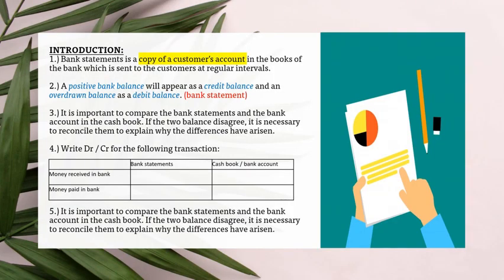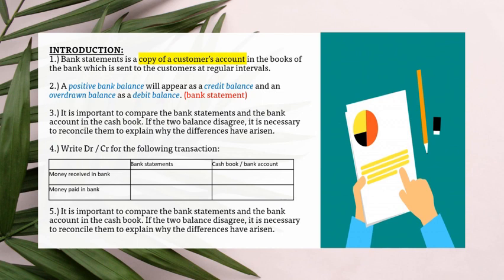Okay, introduction. Bank statement is basically just a copy of the customer account in the bank. So the bank will send a copy, we call it bank statement, to the customer at regular intervals, either every month, 2 months once, or 3 months once. Why do they send this? Because they want to let the customer check the money in and out record, and also how much is remaining in the bank account.